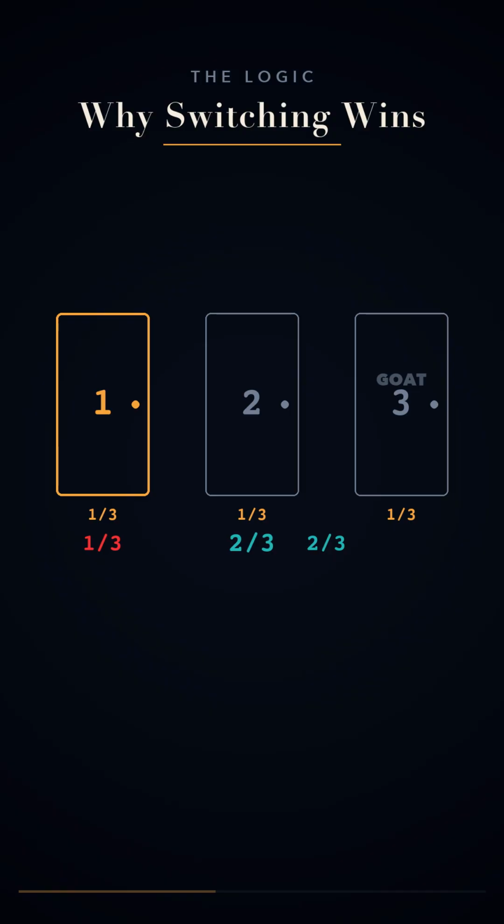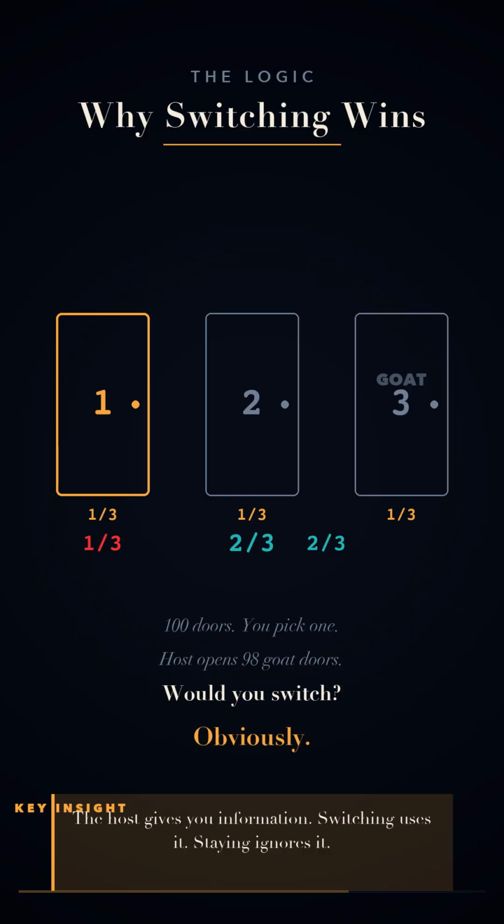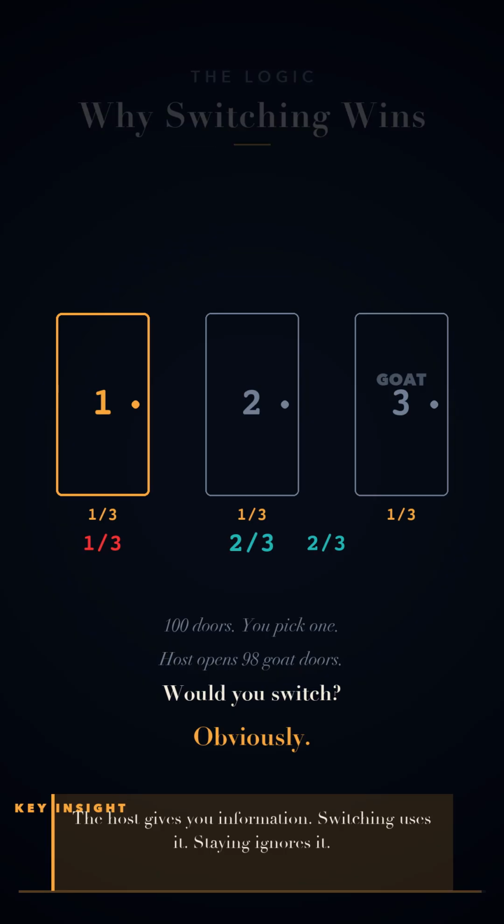Think of it this way. If there were 100 doors and you picked one, then the host opened 98 doors to reveal goats, leaving only your door and 1 other. Would you switch? Of course you would. The host just told you, in the most dramatic way possible, which door has the car. The three-door version is the same logic, just less obviously dramatic. The host's action gives you information. Switching uses that information. Staying ignores it. And ignoring free information is almost never optimal.